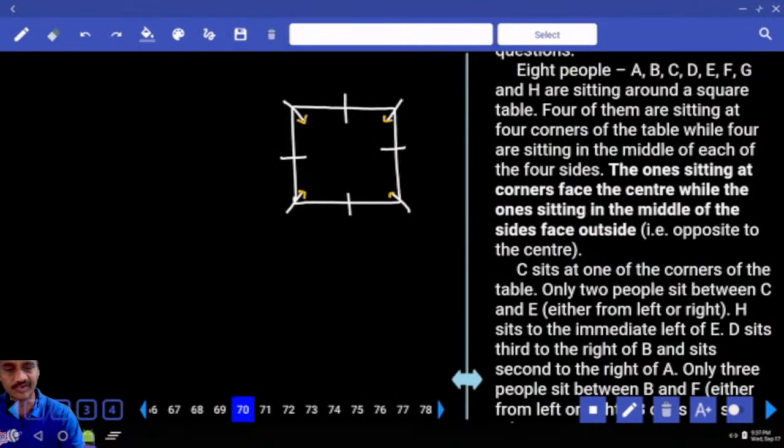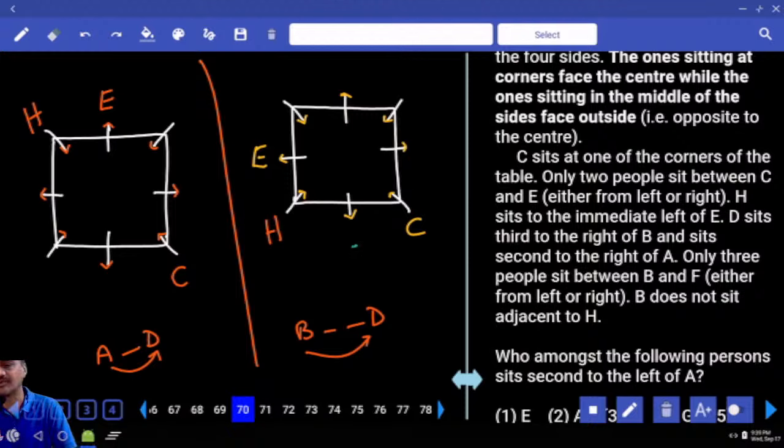Now, B and F are opposite to each other. Now, in this case, how many possibilities are there? Now, B and F. Here we have only one possibility for opposite, isn't it? One possibility, then B and F. And B cannot be adjacent to H. Hence, B is here, F is here. B and F only 3. B does not sit adjacent to H.